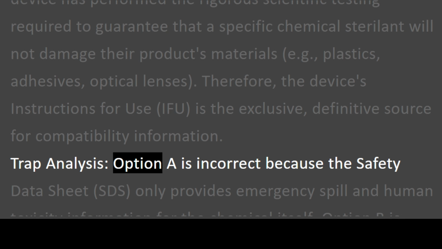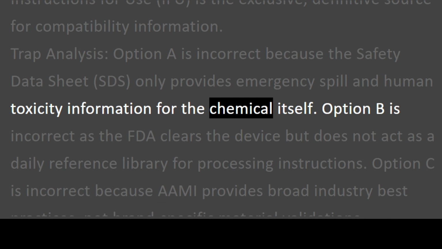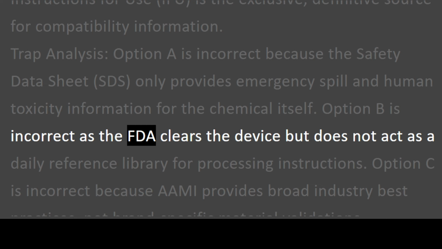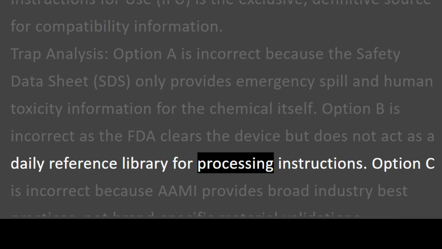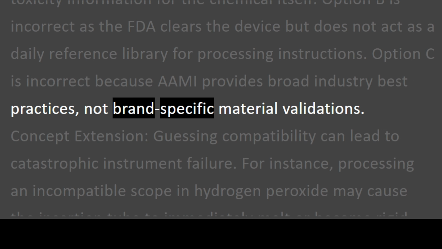Trap analysis. Option A is incorrect because the Safety Data Sheet, SDS, only provides emergency spill and human toxicity information for the chemical itself. Option B is incorrect as the FDA clears the device but does not act as a daily reference library for processing instructions. Option C is incorrect because AAMI provides broad industry best practices, not brand-specific material validations.